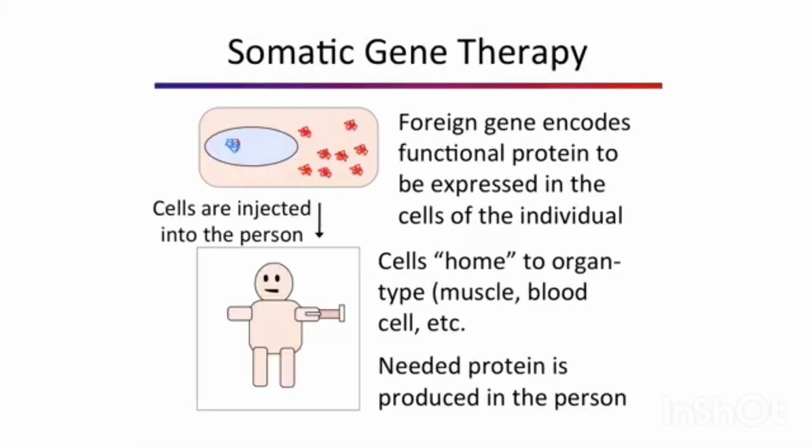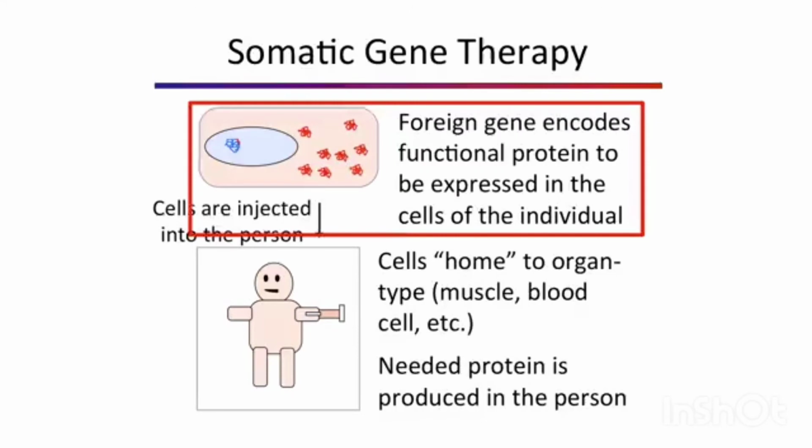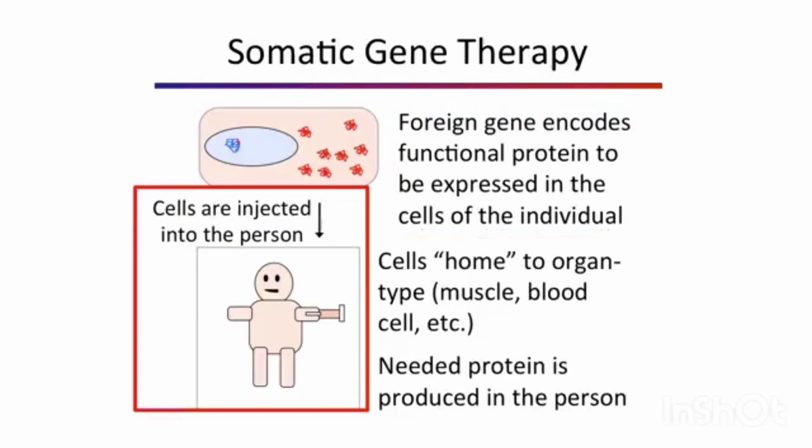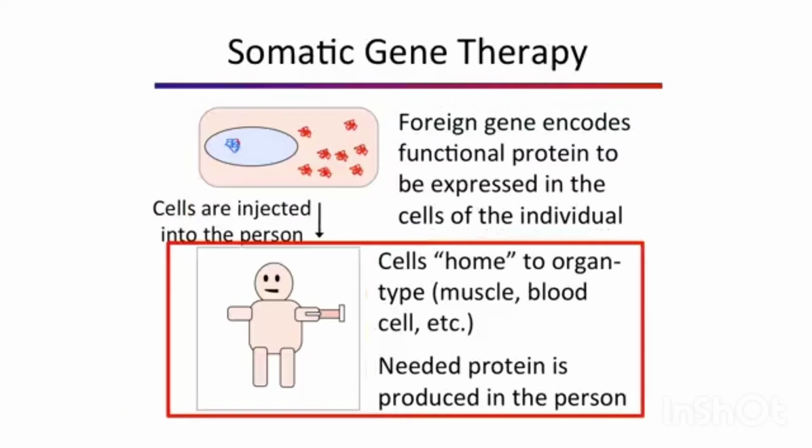Somatic gene transfer is utilized where an essential gene in the individual produces a non-functional protein. A cloned gene encodes a functional form of this defective protein and is introduced into a cell isolated from the individual. The cells are grown and then injected into the individual where they home. They go to the organ type, blood or muscle, for example, to produce the missing protein for the person.